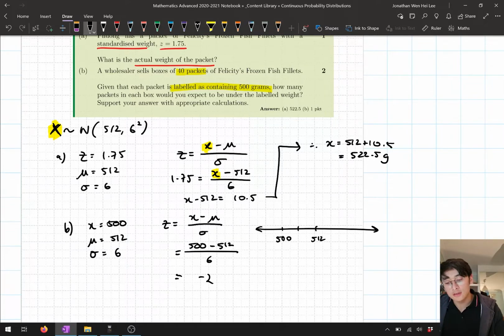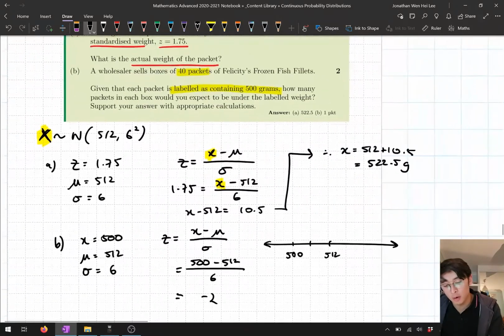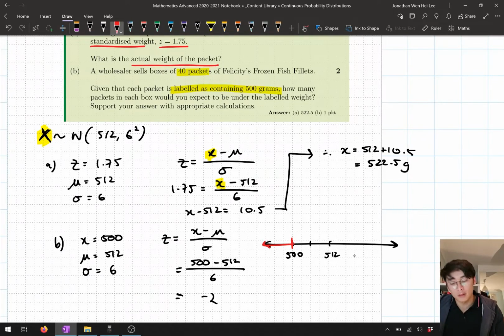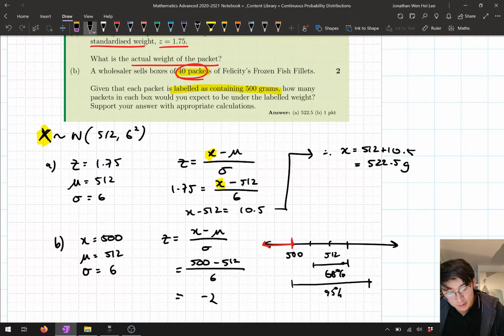Now, they ask us to find what's the probability, how many packets in each box would you expect to be under the labeled weight? So we want to find the probability that we are below 500 grams. We want to find the probability that out of the 40 packets, we've got something below 500 grams. Now, if you remember, this is where we need to use those values from the previous lesson. If we're 1 standard deviation away, that is 68%. If we're 2 standard deviations away, that is 95%.